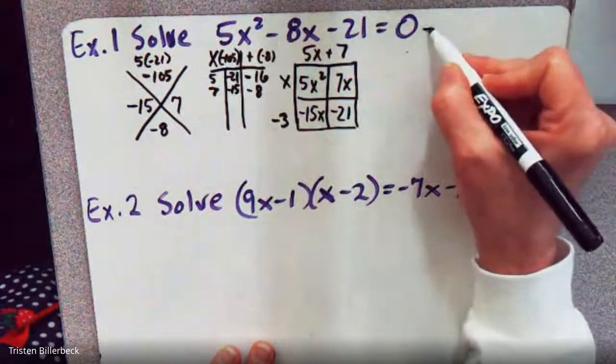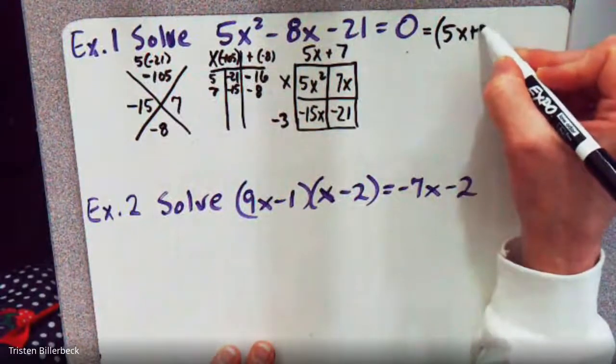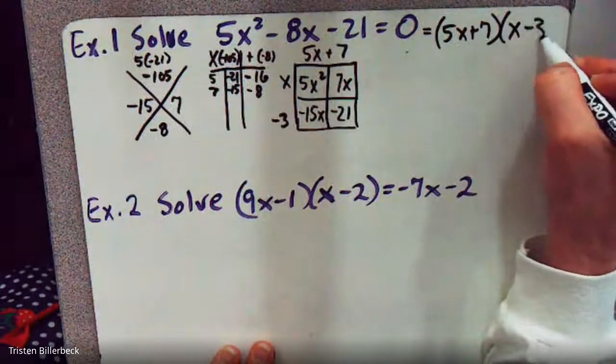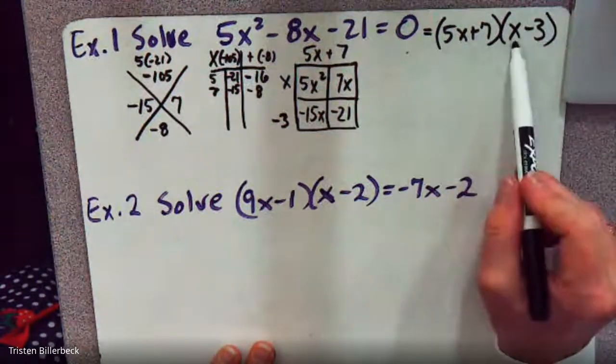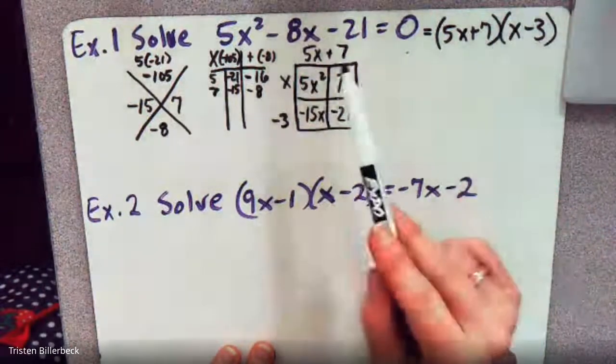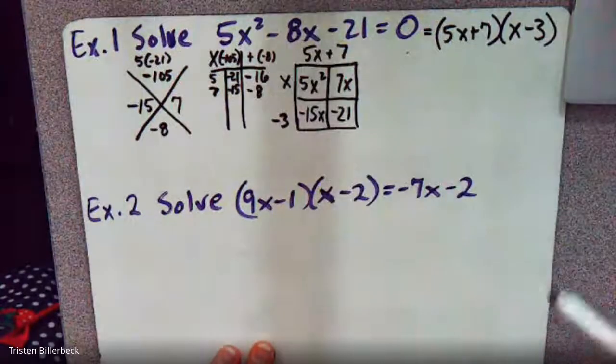So this factors as 5x plus 7 and x minus 3. Let's double check that. 5x squared, negative 15 plus 7 is negative 8x, and then 7 times negative 3 is negative 21.